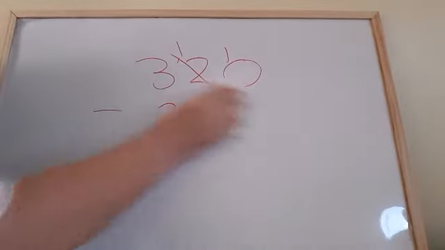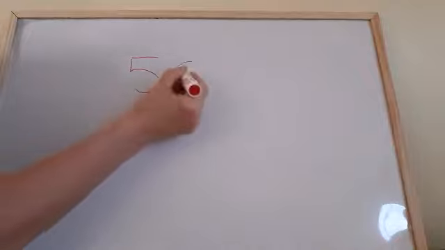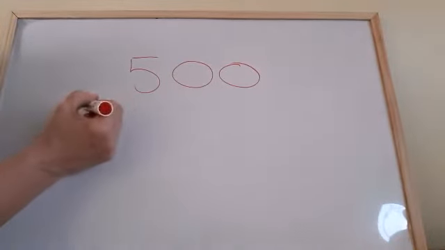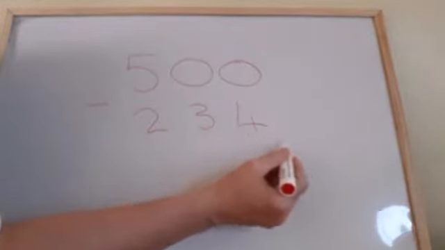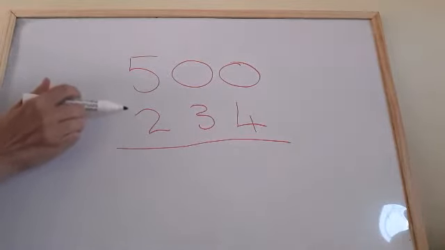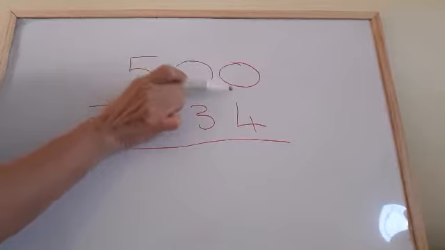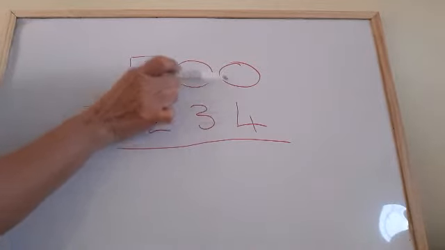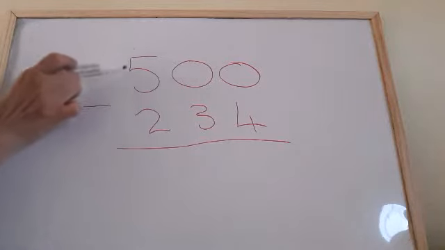Right, let's look at something even more tricky. If we have 2 zeros, so we might have 500 subtract 234. Now we know we can do that because 500 is a bigger number, so we can take this away and still be left with a positive result. How are we going to do it? Well, 0 subtract 4 we can't do. Last time we borrowed here, but there aren't any. So this time we have to go to here to borrow.